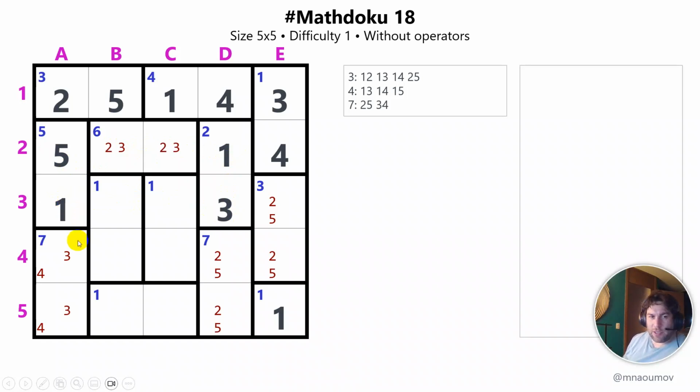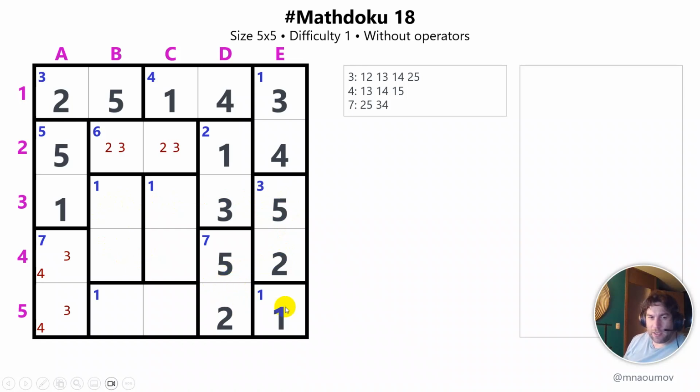Let's look in row 4. What options do we have here? Number 1 should be somewhere here. If number 1 is in a cell with value 1, it means the operation is always difference, so the other number will necessarily be 2. So one of these two cells is 2, meaning that it can be 2 here, so we can eliminate 2, we can eliminate.